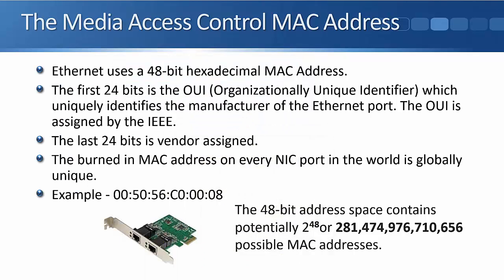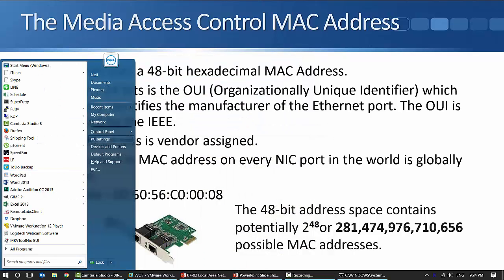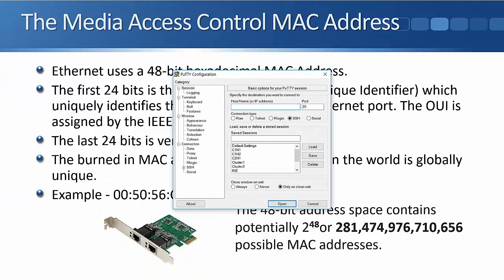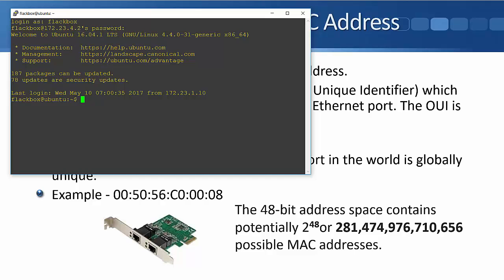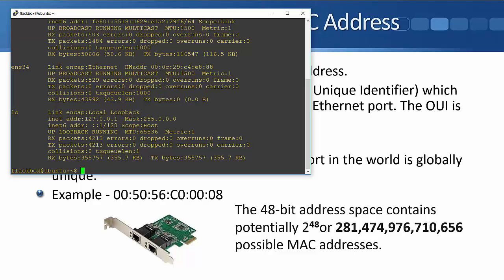Let's have a look at Linux next. So I'm going to open up PuTTY, and I'm going to SSH into a Linux box that I've got running. So I'm going to secure shell in here, enter my username and my password, and I'll get the command prompt in Linux. So on Windows, it was ipconfig, and you have to use slash all to get the MAC address. In Linux, it's ifconfig for interface configuration.